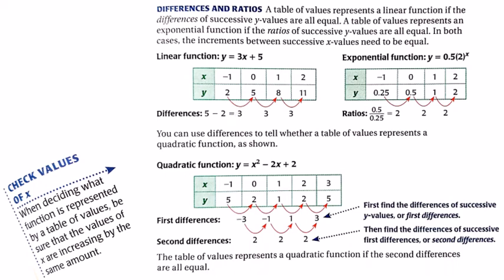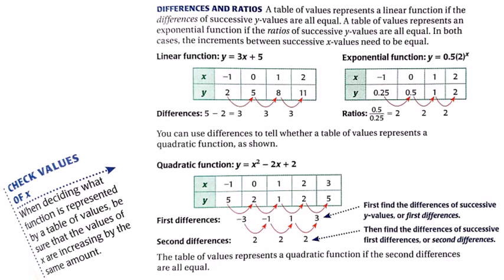A table of values represents an exponential function if the ratios of successive y values are all equal. Now this is a little bit different. We are not subtracting, we are dividing. So they take 0.5 divided by 0.25 and 1 divided by 0.5 and 2 divided by 1. And they come out to 2 every single time. So that is an exponential function.